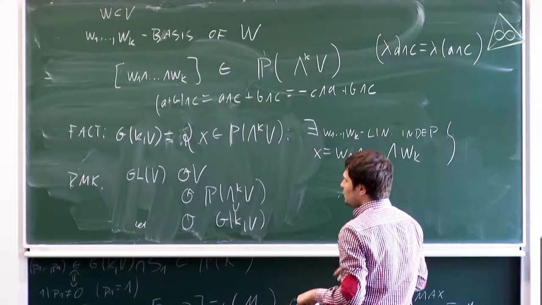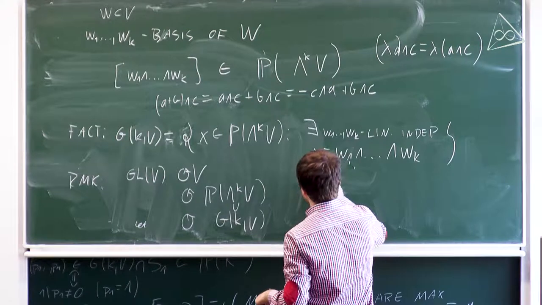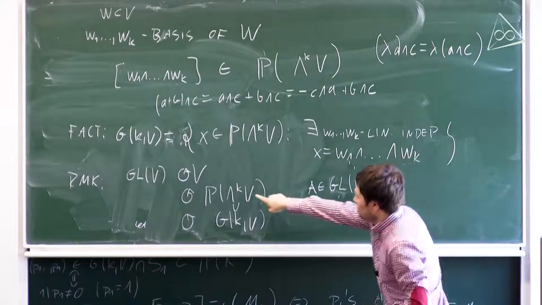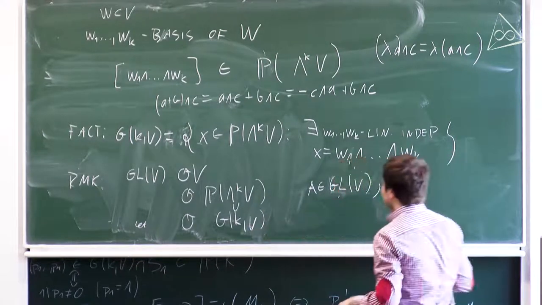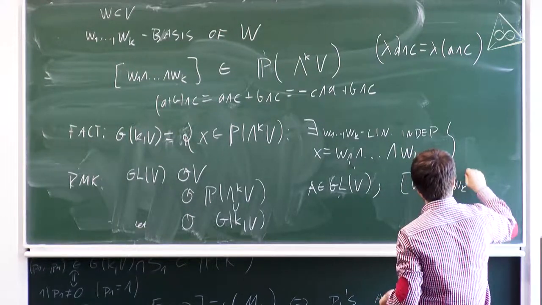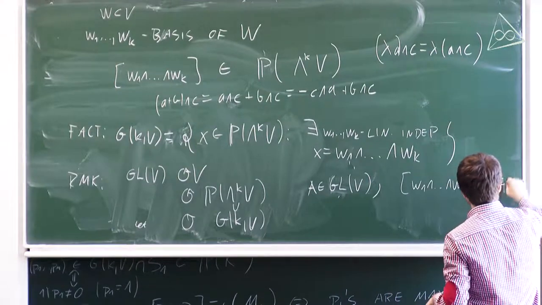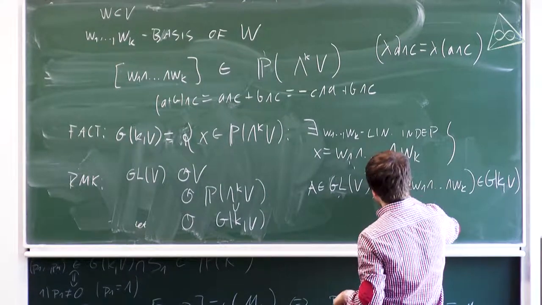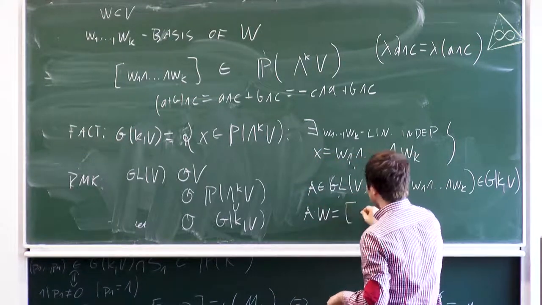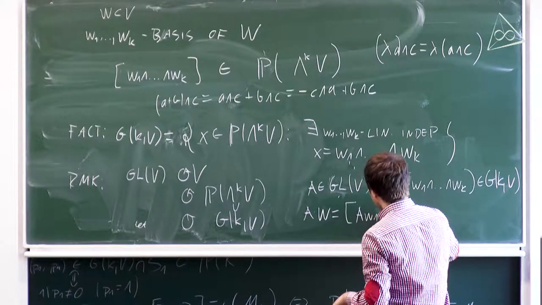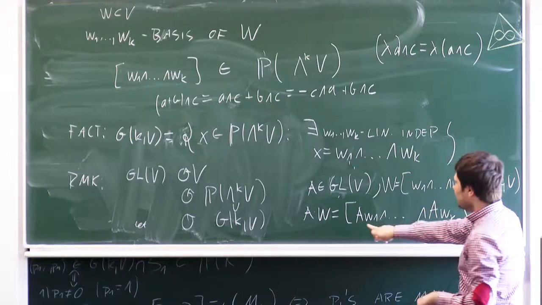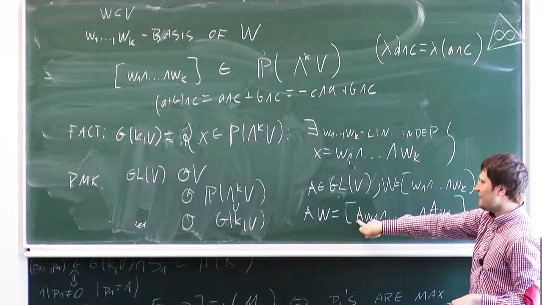So if you want to know it precisely, if you take a matrix A in GL(V), and if you take a point on the Grassmannian, so if you take a class w1 wedge ... wedge wk in the Grassmannian, let's call this point W, then AW, by definition, is just the point Aw1 wedge ... wedge Awk, where here I just mean the usual multiplication of a matrix by a vector.